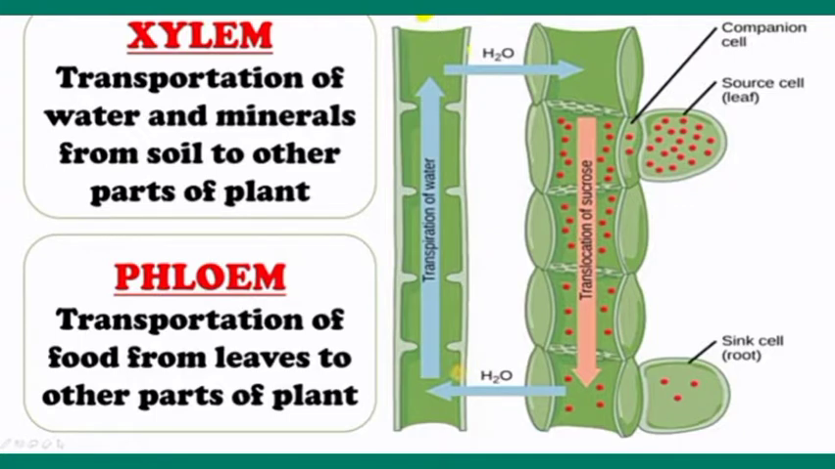Next, stem. Stem helps in the upward movement of water. The water and minerals go to leaves and other plant parts attached to the stem. Transportation of water and minerals from soil to other parts of the plant is through tube-like structures called xylem. X-Y-L-E-M, xylem. Then transportation of food from leaves to other parts of the plant is through phloem.